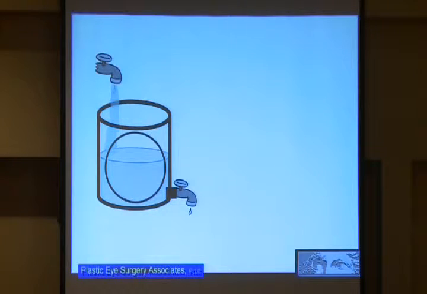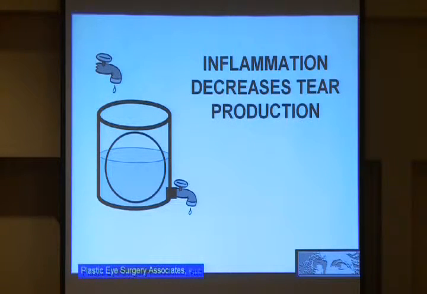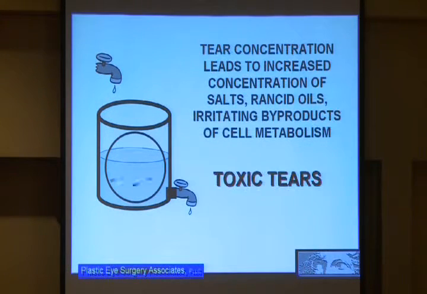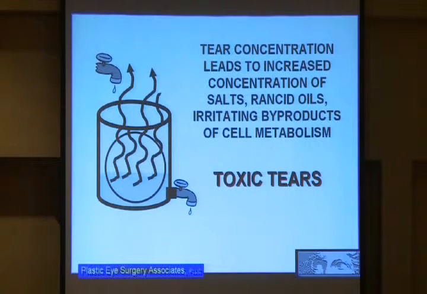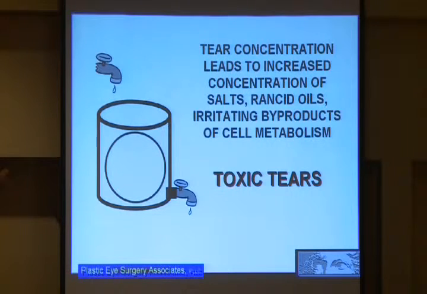And I think this just illustrates that point. Inflammation decreases tear production. As this evaporates away, the same number of toxins are now in a smaller volume, and now they're more irritating to your eye.